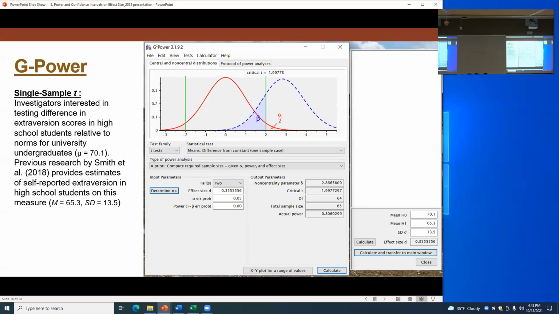But if I go through and do that and then hit calculate, it's saying that to detect in a single sample test with sample effect size 0.36, I'm going to need about 65 people in my sample in order to be adequately powered. Okay, and then this is just your graph, the overlapping distributions. And that's what's going on here.